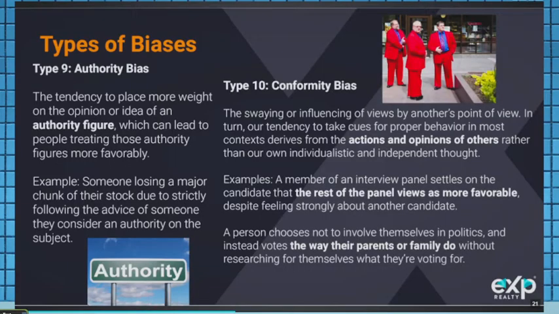Okay, authority bias is our next one, type 9. The tendency to place more weight on the opinion or idea of an authority figure, which can lead to people treating those authority figures more favorably. We have an example here that someone losing a major chunk of their stock due to strictly following the advice of someone they consider an authority on the subject.